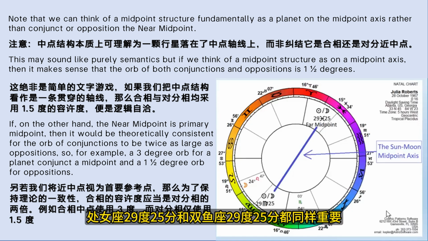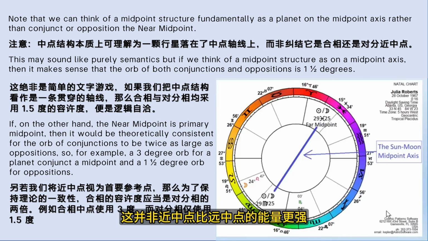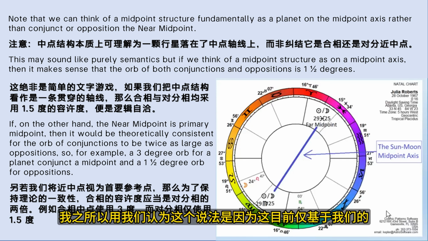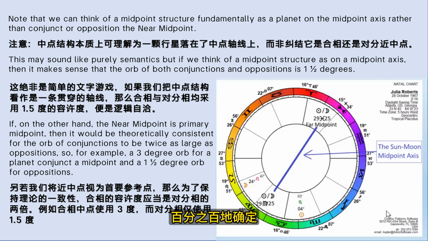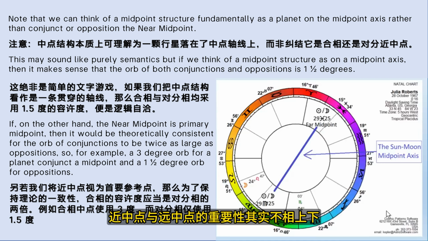Both the 29 Virgo 25 and the 29 Pisces 25 are equally important. So it's not that the near midpoint is more powerful than the far midpoint. We believe that they act differently. I say we believe because until we get controlled research studies that confirm something, and it's only from our personal experience, we're not completely confident. But from interpreting charts, it appears that both midpoints, the near midpoint and the far midpoint, are equally important. They act a little differently.